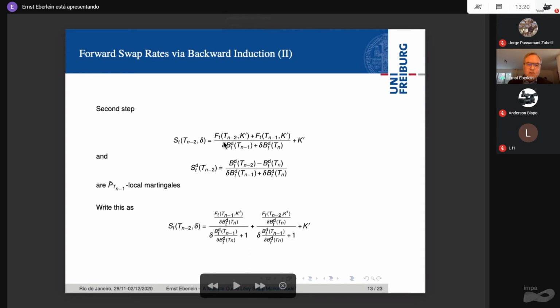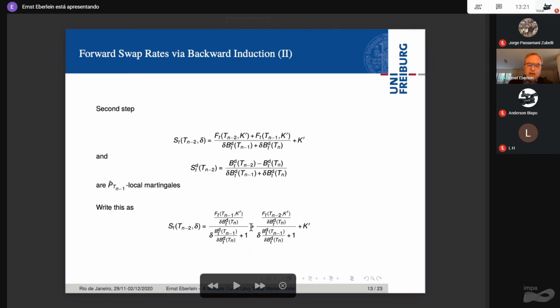Let me have a quick look at the next step of this backward induction. The backward induction is similar to the famous BGM, the Libor Market Model, we start at the most distant one. Though this is the second rate now, and this is the representation which I derived before. The numeraire is now a sum with two bond prices. The same holds true for the riskless rate.